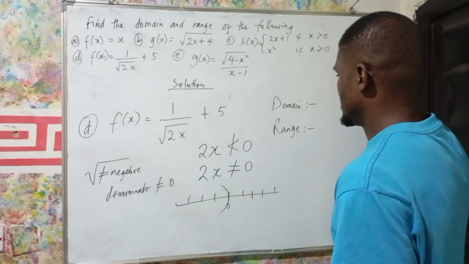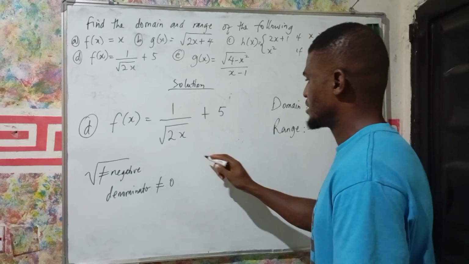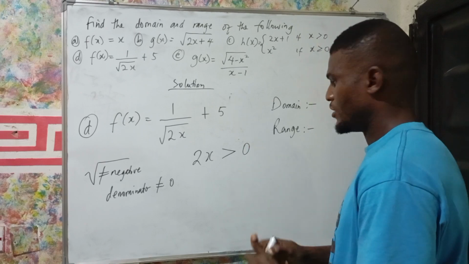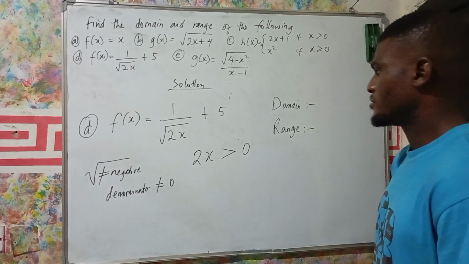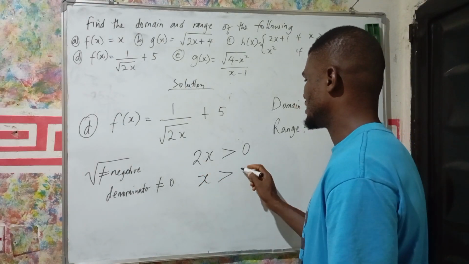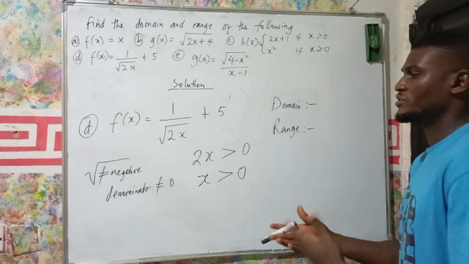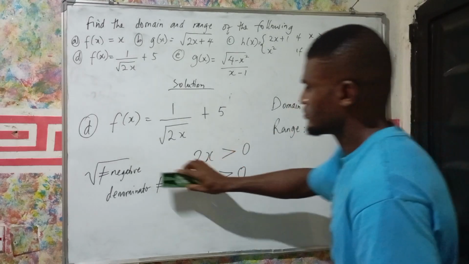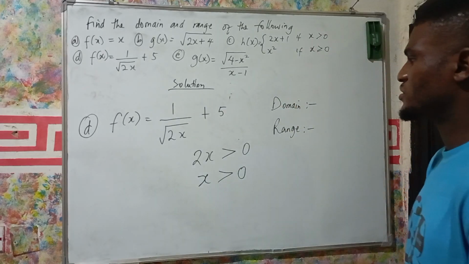So we can then say that 2x should be greater than 0 and not equal to 0. Greater than 0, not equal to 0. Alright? So greater than 0. Now from here we can divide both sides by 2 and have that x is greater than 0. So the values of x here should be greater than 0. That means all the values of x should be positive values.